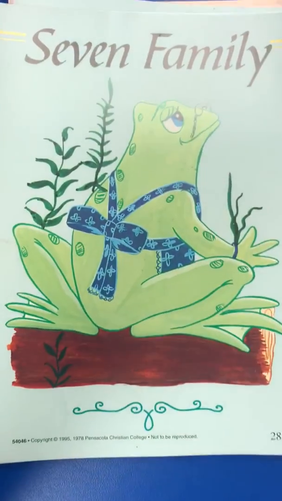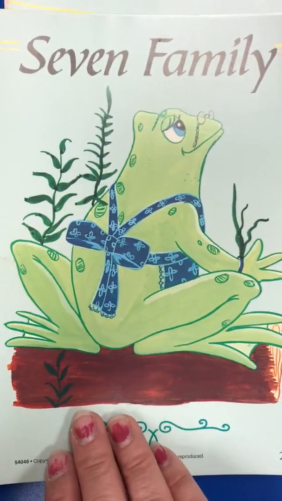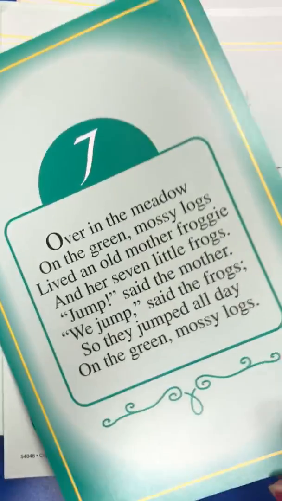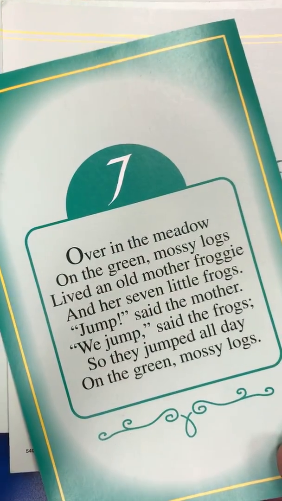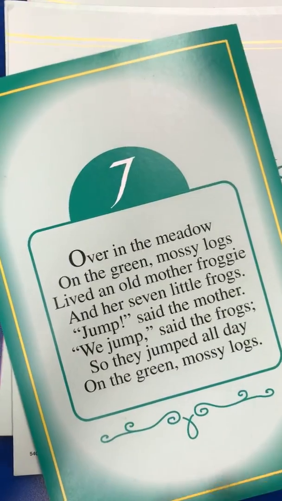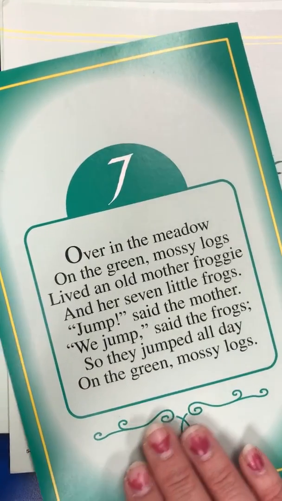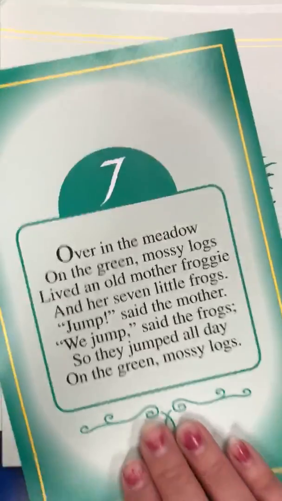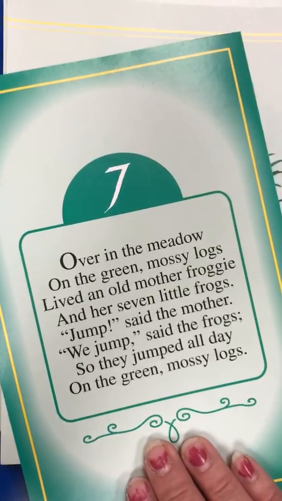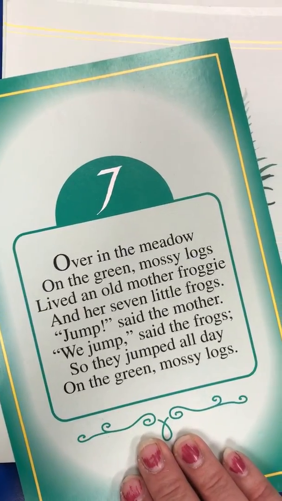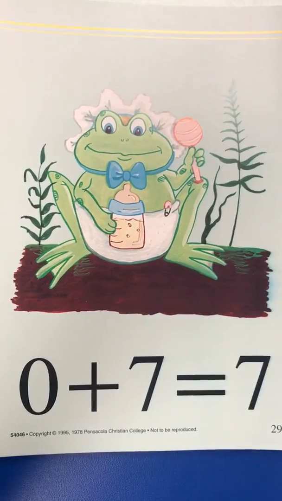Who's next? The 7 family. Over in the meadow on the green mossy logs lived an old mother froggy and her 7 little frogs. Jump, said the mother. We jump, said the frogs. So they jumped all day on the green mossy logs.